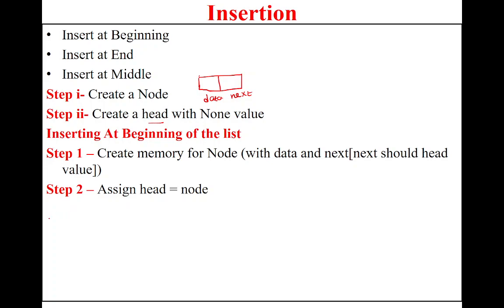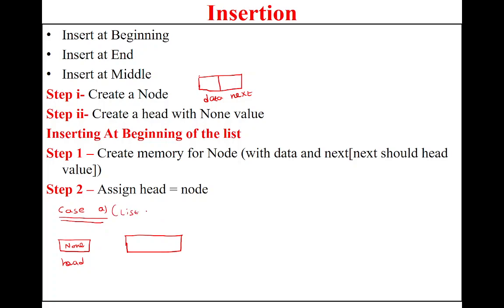One is case A. Insert at beginning, there are two cases. One is there is no node in the linked list, the linked list is empty. Now I want to insert at beginning. So what will I do? First I will create one node. Whenever we need, we will create the node like this, and already we assume that head is there. Since there is no node, head is having none. Let us assume the list is empty.